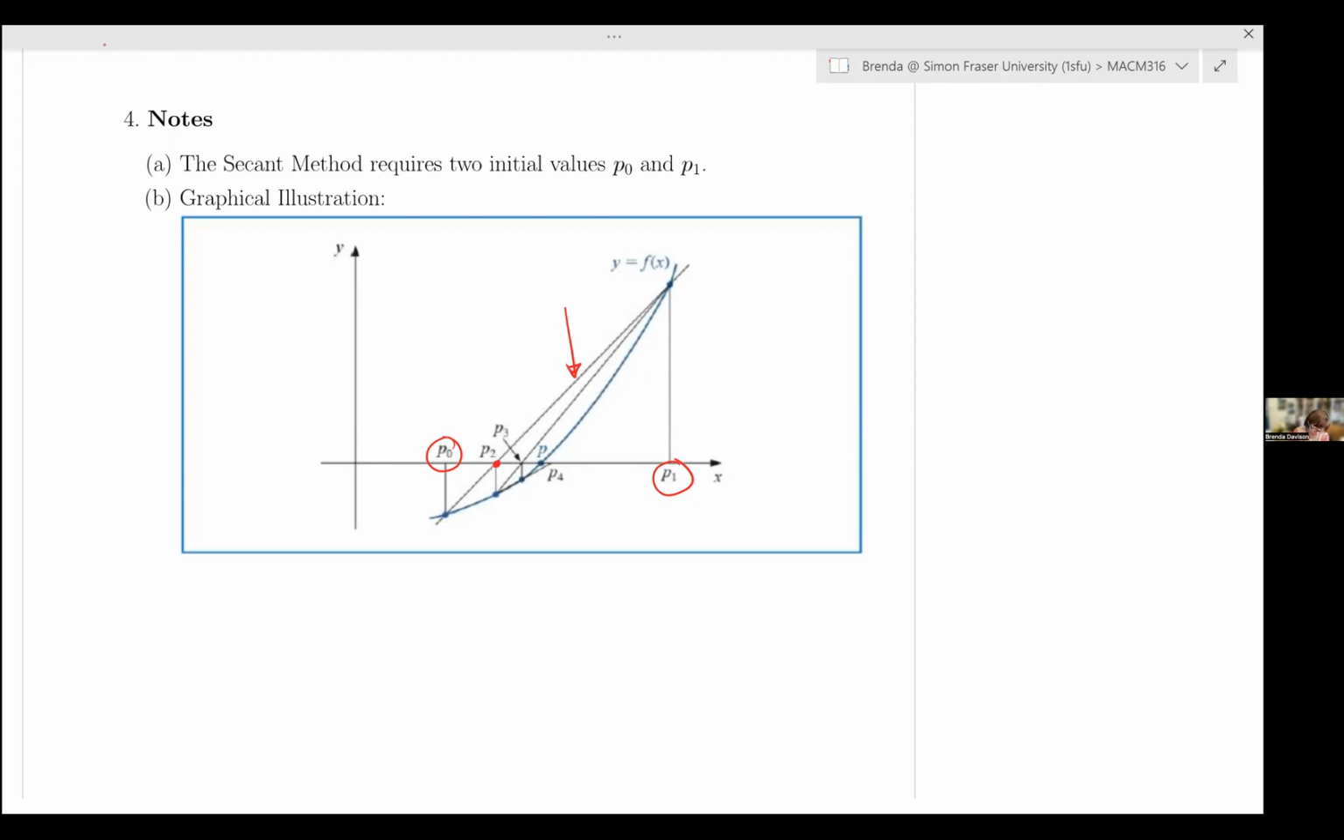Maybe a memory aid, a language lesson: the word secans is Latin. It's a verb. It means to cut.